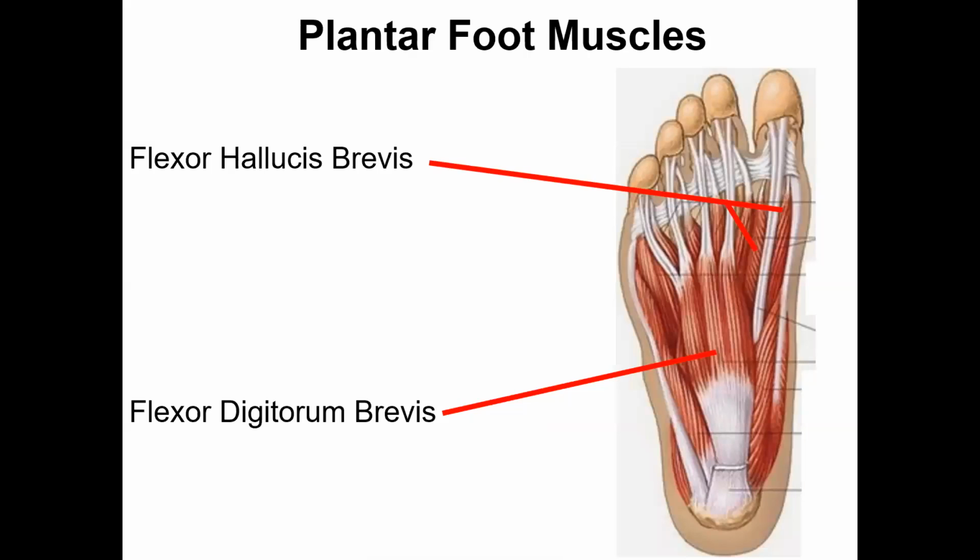Likewise, on the plantar surface of the foot, we've got the flexor hallucis brevis, which flexes the great toe, and we've got the flexor digitorum brevis, which flexes the other digits. And again, these are going to be the short versions of these muscles. We also saw the longest version of these muscles in the posterior compartment of the leg.